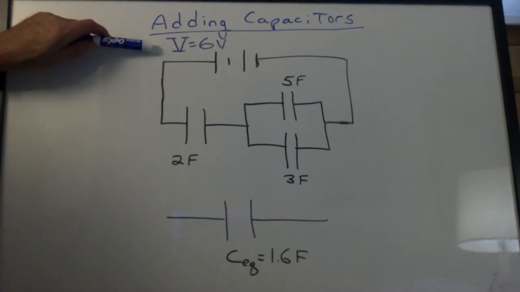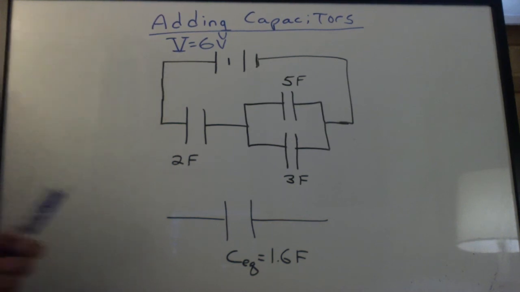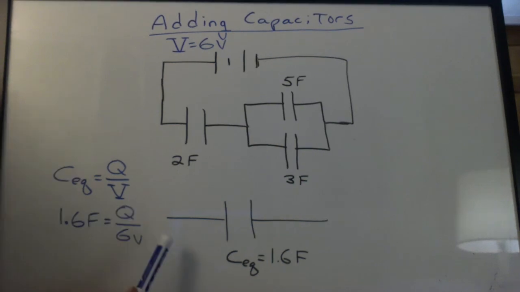Now let's say we specified a battery with 6 volts. How much charge would go on each one of these capacitors? The first thing you do is you'd look at the equivalent capacitance and say how much charge is placed on that capacitor. The equivalent capacitance would have 6 volts across it. There'd only be one capacitor instead of all of those. And so now we can calculate that Q. And we get 9.6 coulombs.